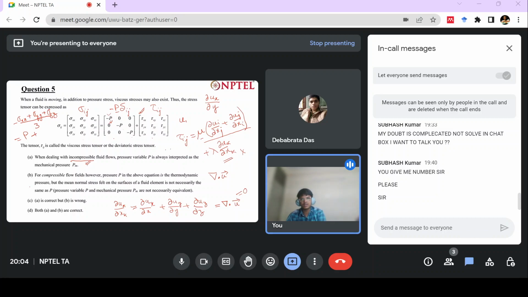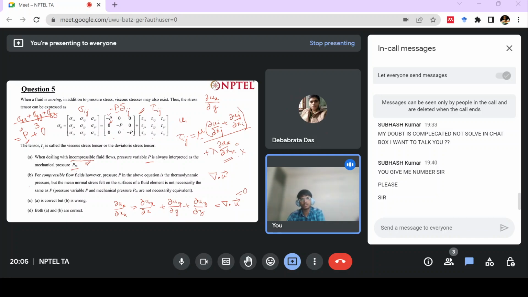So this term should come out to be 0. Okay, the second term should be 0. So here, if this is incompressible, if del ux del xk is 0, this portion is 0, then you must have this thing as your P. So only in case of incompressible flow, this P will also be interpreted as Pm.